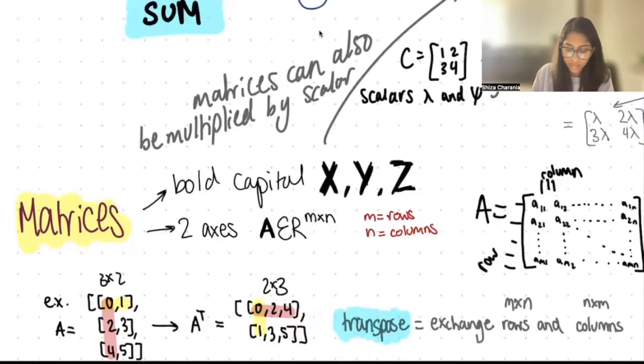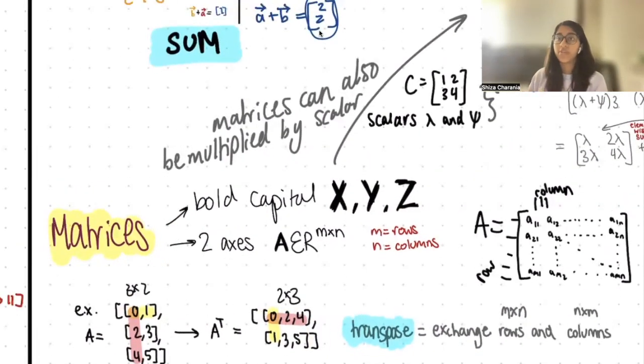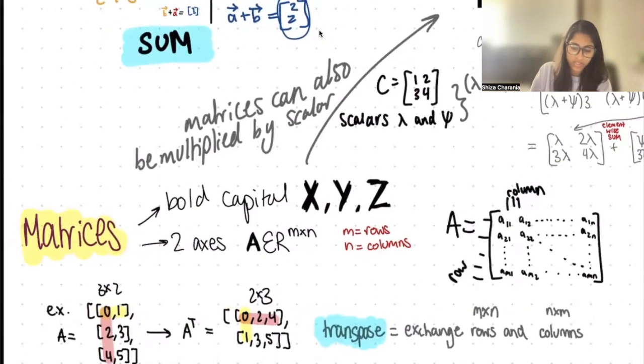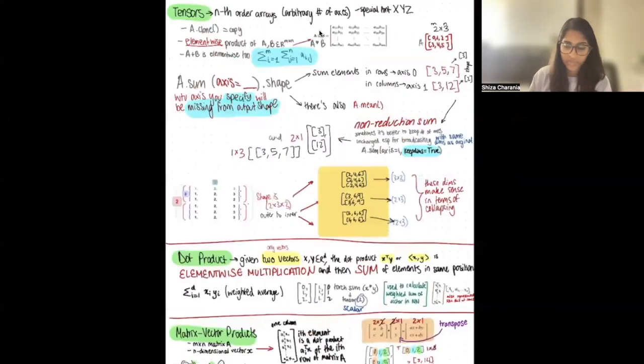So another thing you can do with matrices is you can transpose them, which means you can exchange the rows and columns. And this is what it looks like to transpose to go from here to here. What you're basically doing is just turning it around. And that makes it 2 by 3 instead of 3 by 2. That's what transposing it means.